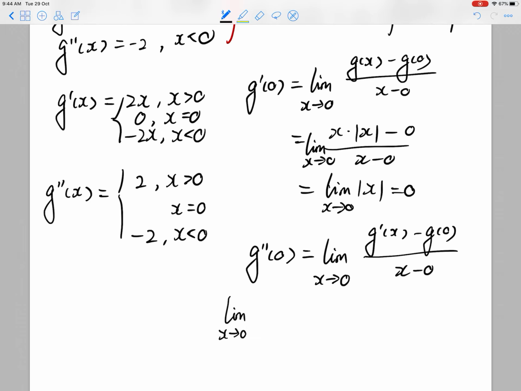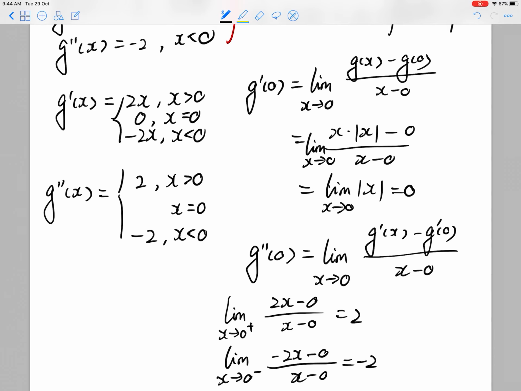When x is approaching 0 from the positive side, g prime x is 2x, right? It's going to be 2x minus g prime 0, which is 0, over x minus 0. It's going to be 2, right? When x is approaching 0 from the negative side, g prime x is negative 2x. Again g prime 0 is 0, over x minus 0. It's negative 2. So you can see the limit from the left does not equal the limit from the right. So this second order derivative doesn't exist.